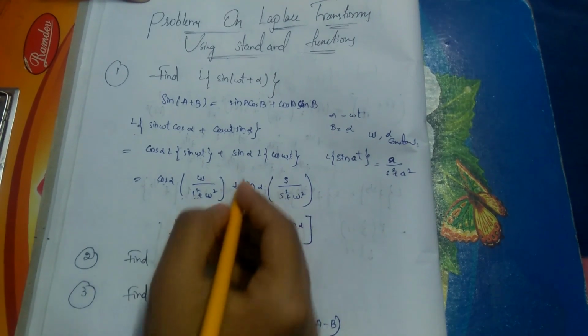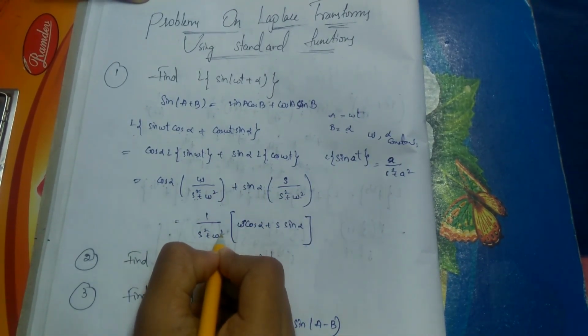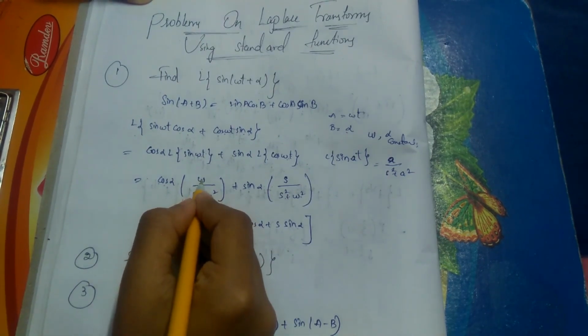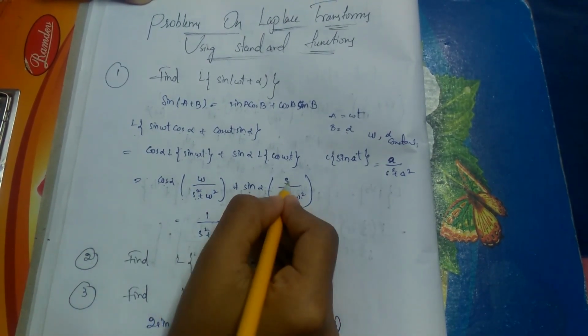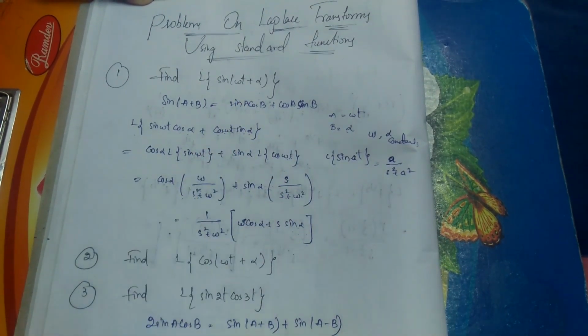From both the terms we can take 1 by s square plus omega square common, and the remaining are omega cos alpha plus s sine alpha. So this is the transform of the given function.